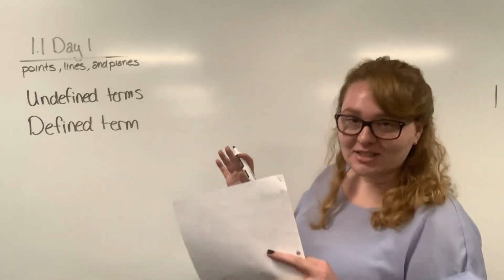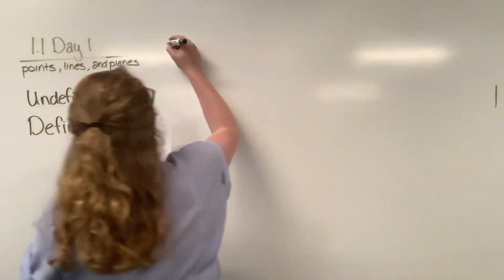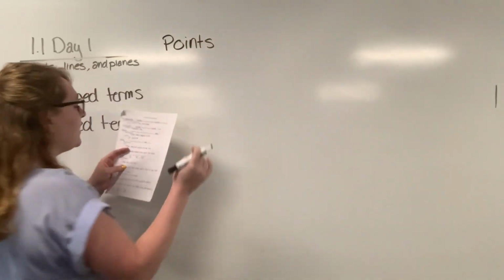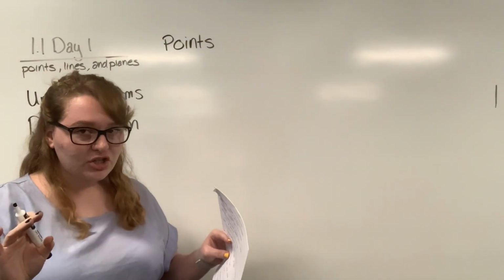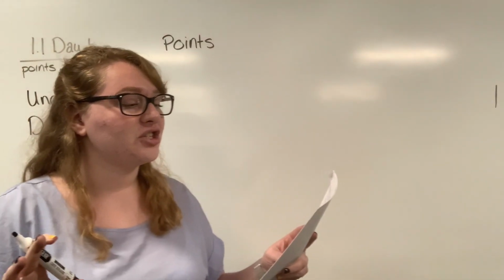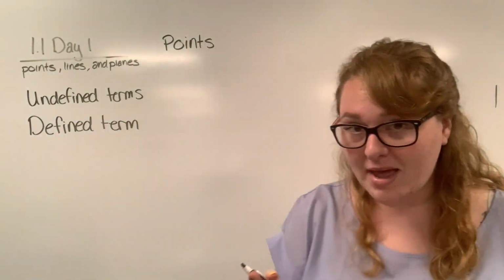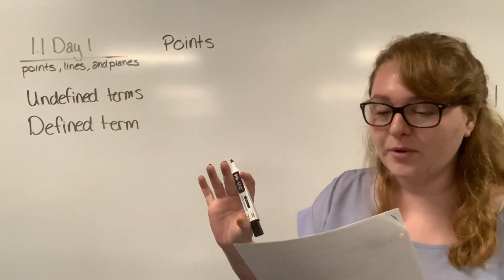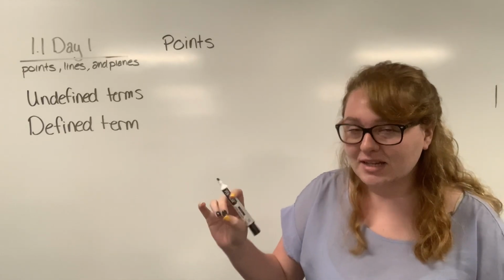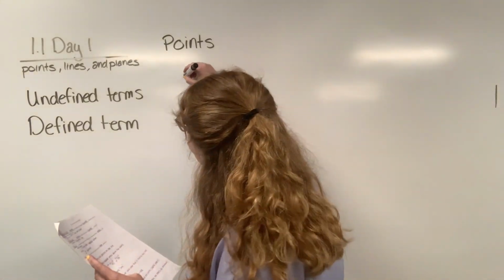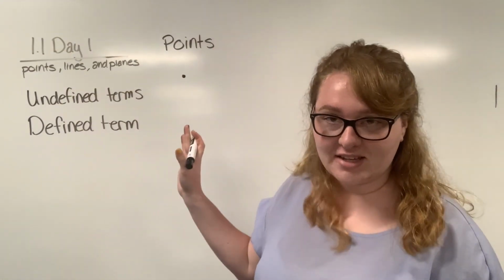So, let's move on to points. Okay? So, a point is a location in space. On our graph, it's just a location. Okay? It has no dimension, so it's not a big dot, it's not a really small dot, it's just there. And it is represented with a dot. Okay? So, a point would just look like this.